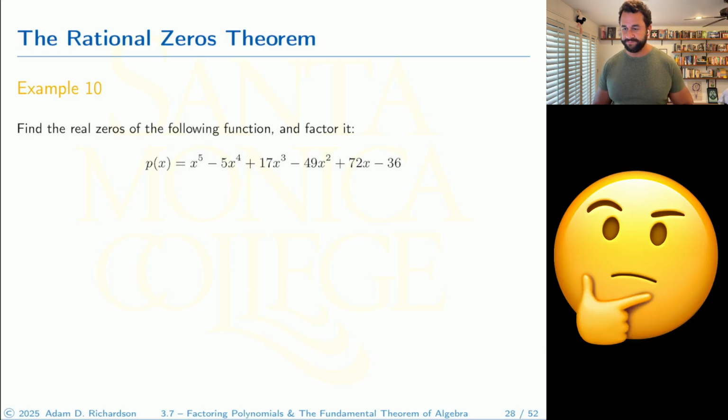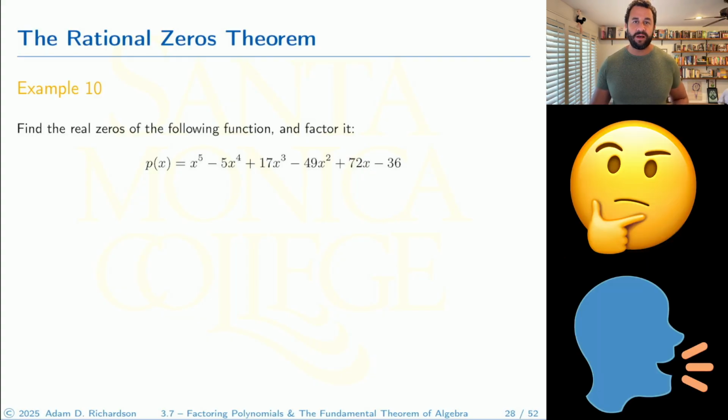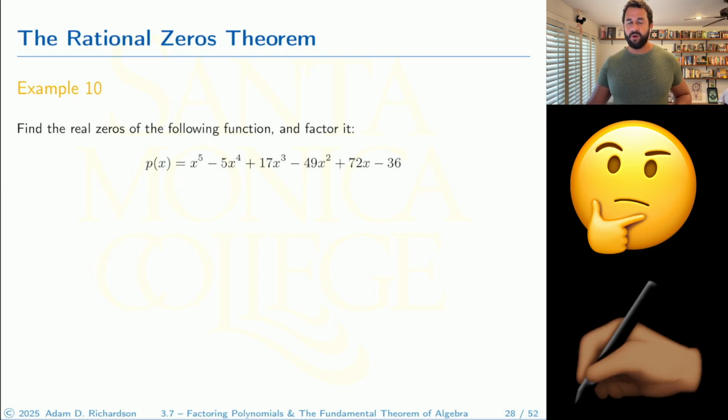Think about it for a minute. All right. Now, say one or two of them out loud. What's a possible rational zero that you can see? Okay. Now, write them down. Write down the list of all of the possible rational zeros of this polynomial.